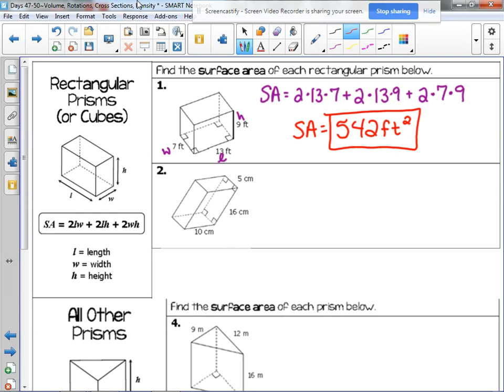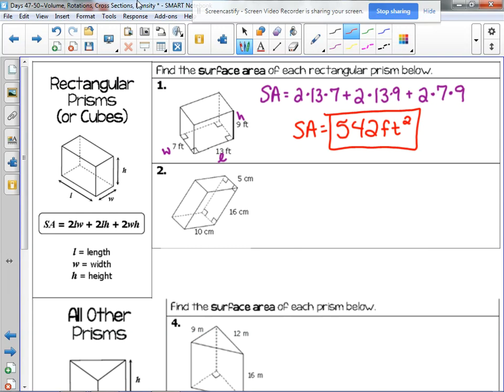The reason why it's squared is because all we've done is multiply 2 dimensions by each other. 13 times 7, that's feet times feet. The 2 doesn't have a unit, because the 2 is just representing that we have 2 faces. So we've got feet squared plus feet squared plus feet squared, and that equals feet squared.